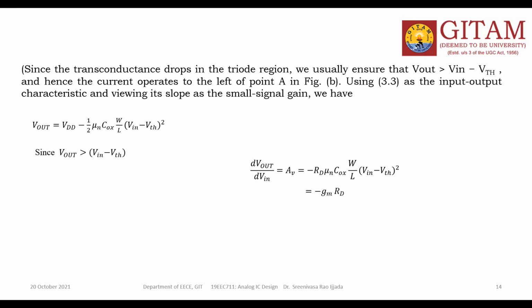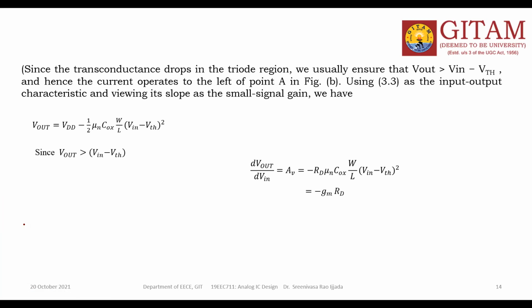Then this remains. I think here also there is a problem with the squared term. Please remove the squared term. Let this small mistake be considered. Just remember AV is equal to minus RD into mu n COX W by L into Vin minus VTH. Take the minus sign and the RD value. But what is mu n COX W by L into Vin minus VTH? That is the GM value. You can replace this with the GM value.